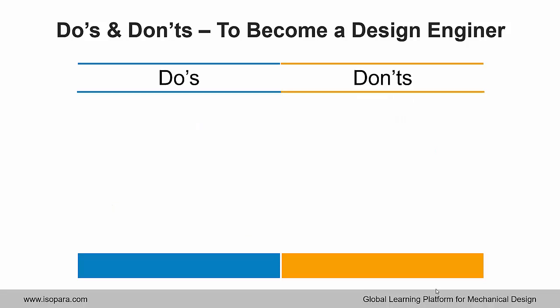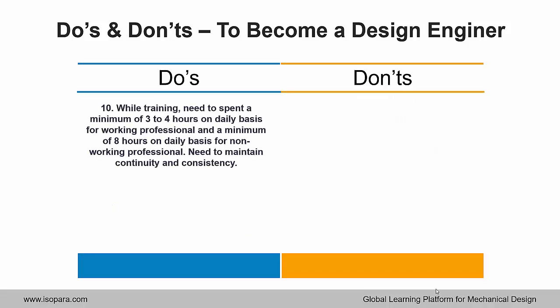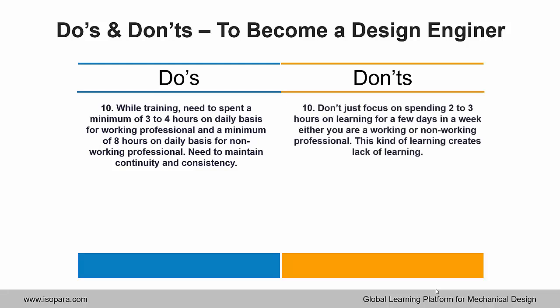The next point says, while training, you need to spend a minimum of 3 to 4 hours on a daily basis. This is for working professionals, and for the people who are not working professionals, a minimum of 8 hours on a daily basis they have to spend, and need to maintain continuity and consistency. What don't says: don't just focus on spending 2 to 3 hours on learning for a few days in a week, whether you are a working or non-working professional. This kind of learning creates a lack of learning. If you really want to do the training, try to maintain continuity and try to be consistent. With the help of these things, you would be able to achieve your goal.